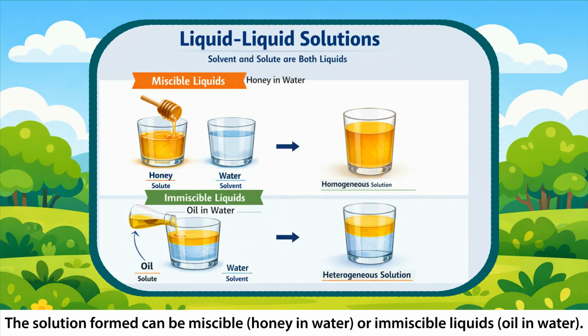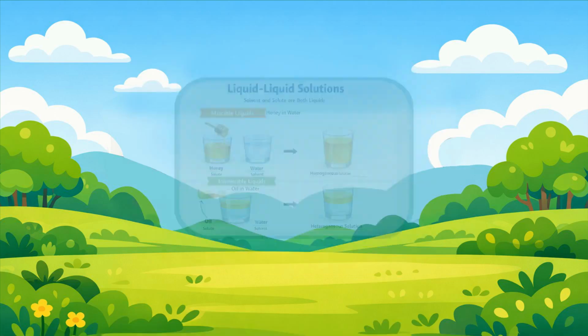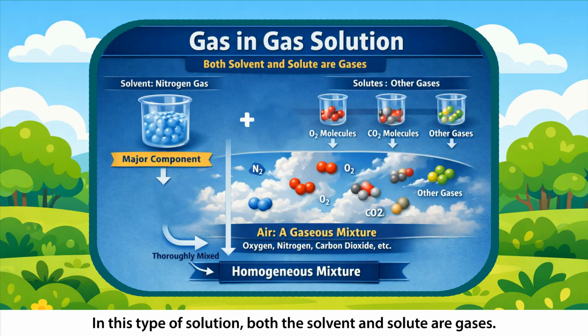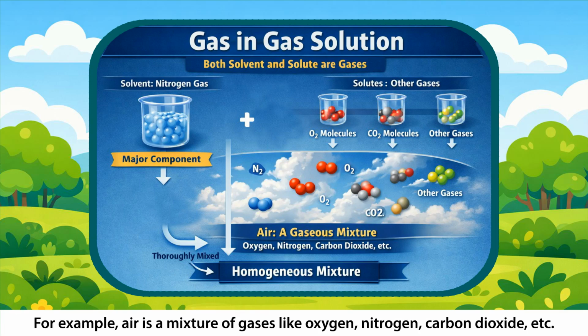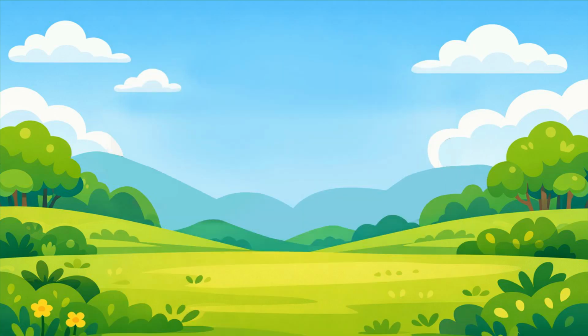Liquid in liquid. In this type of solution, the solvent and solute both are liquids. The solution formed can be miscible, honey in water, or immiscible, liquids, oil in water. Gas in gas. In this type of solution, both the solvent and solute are gases. For example, air is a mixture of gases like oxygen, nitrogen, carbon dioxide, etc.